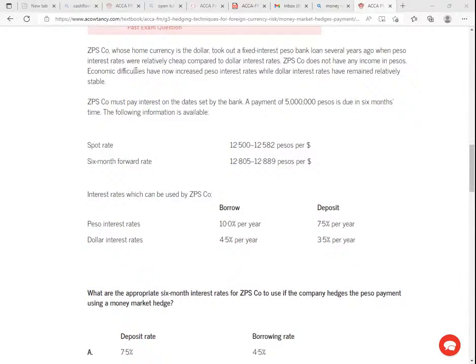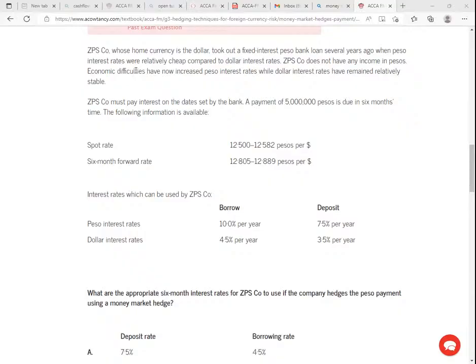ZPS company does not have any income in pesos. Economic difficulties have now increased peso interest rates, while dollar interest rates have remained relatively stable. ZPS company must pay interest on the date set by the bank. A payment of 5 million pesos is due in 6 months' time. The following information is available: the spot rate, the 6 months forward rate, and the interest rates which can be used by ZPS company.